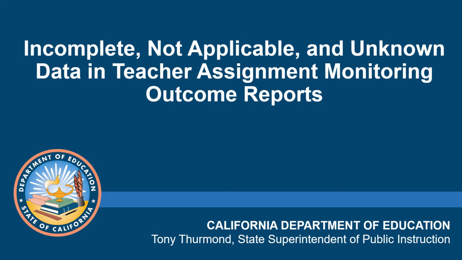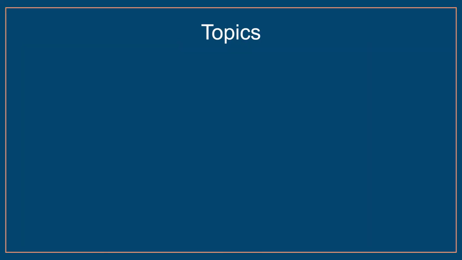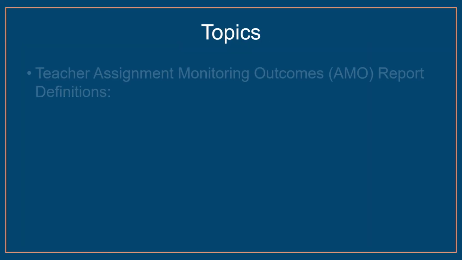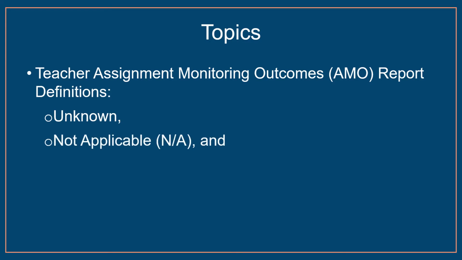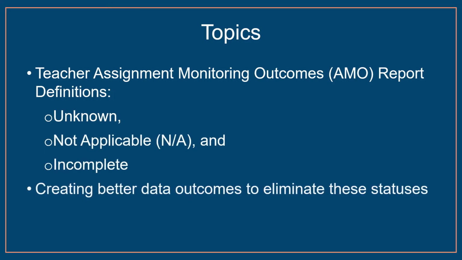Incomplete, not applicable, and unknown data in teacher assignment monitoring outcome reports. This is part of a series of training videos that pertain to the teacher assignment monitoring outcome reports. The topics of this video are the teacher assignment monitoring outcomes, or AMO, report definitions of unknown, not applicable, NA, and incomplete. Another topic for the video is creating better data outcomes to eliminate these three statuses.